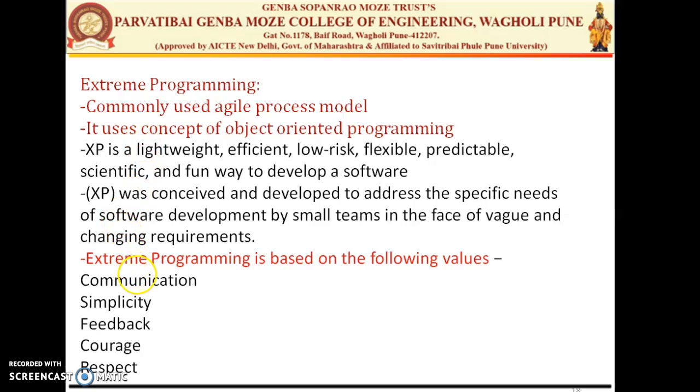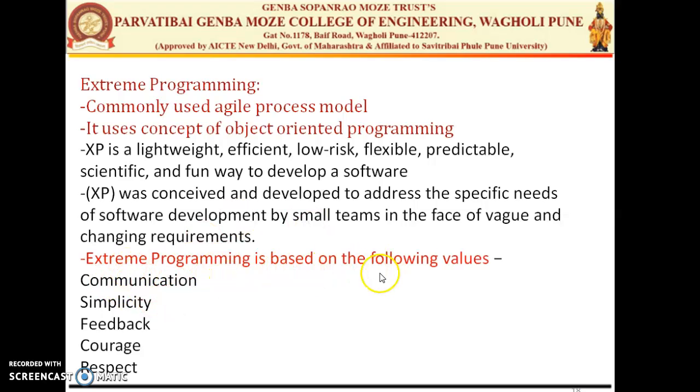XP also has some rules and protocols which need to be implemented while you are developing your software using XP, or while you are going with agile process development. So we have the XP values and the XP process. First let's talk about the XP values. XP values always contain 5 things: first is communication, second is simplicity, third is feedback, fourth is courage, and fifth is respect.